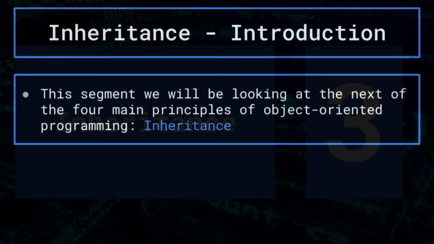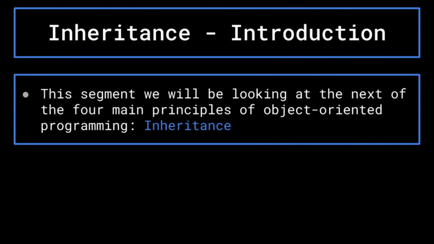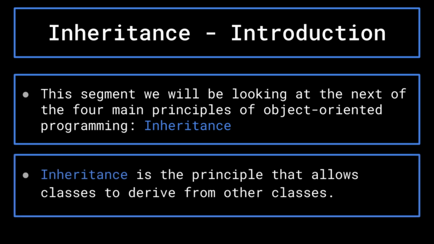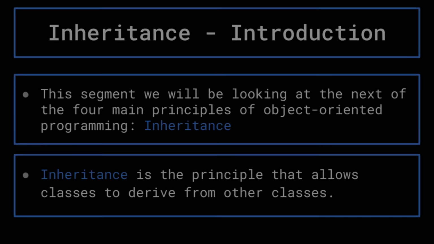This next section will be tackling inheritance, the third of the main principles of object-oriented programming. Inheritance is the principle that allows you to derive classes from other classes. Classes can inherit certain methods and attributes from another class. We will get into exactly what this means in a moment, but first let's look at an example.